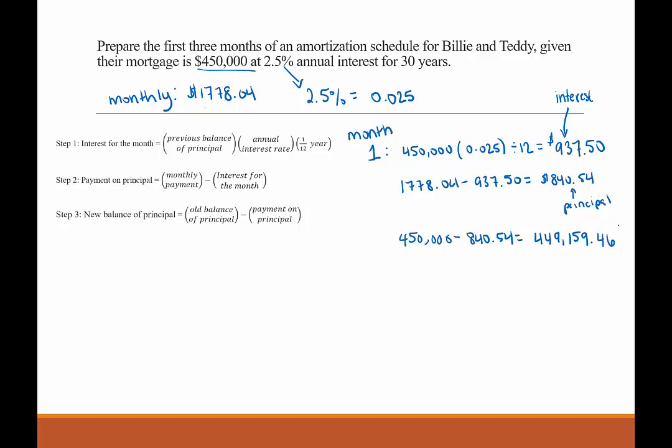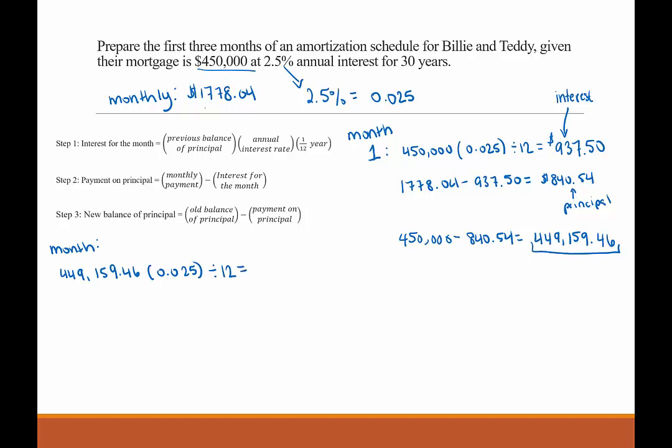Now we're going to repeat this process for month 2. It's a lot of arithmetic, but it's not necessarily complicated, hopefully. So now this is the new principal. This is the principal we're going to use for month 2. That's the previous balance of principal. So for month 2, we have $449,159.46 multiplied by that annual interest rate of 0.025, and then I'm going to divide by 12.